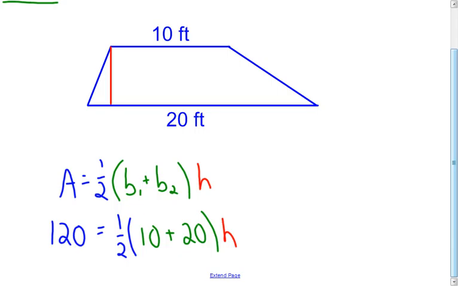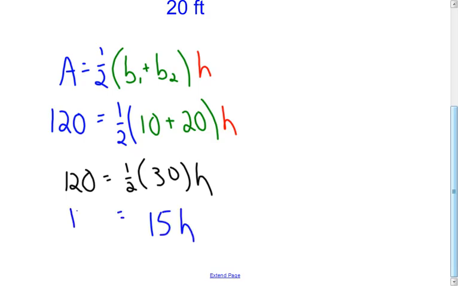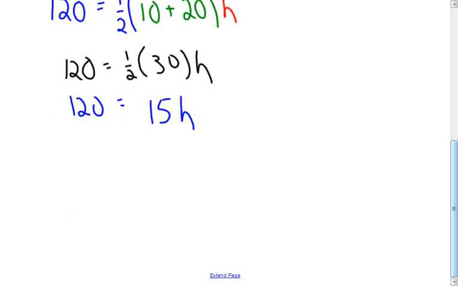So there's the one variable. I have an equation with one variable. Now it's just a matter of solving. So I'm going to have 120 equal to 1/2 times 30 times h. Well, 30 times 1/2 is 15, so I have 15h equal to 120. If I divide both sides by 15, I find out that my height is equal to 8. If I did my math right.